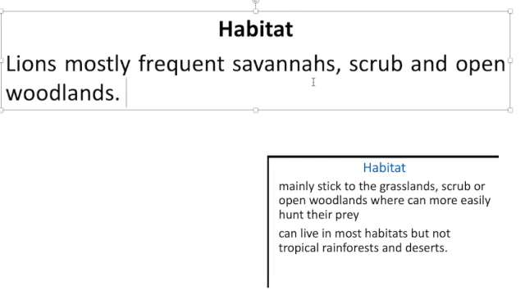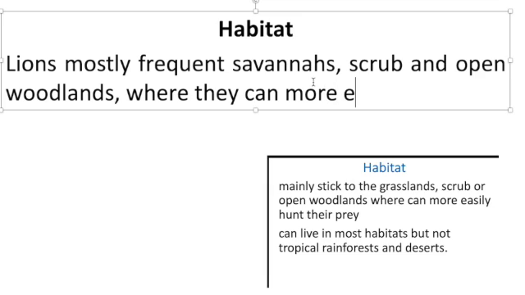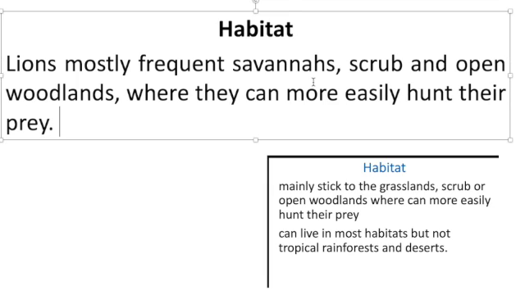And then it says where can more easily hunt their prey. So I'm going to actually not have a full stop there. I'm going to have a comma, excuse me, and I am going to put a relative clause. where they can more easily hunt their prey. Let's take a look at that sentence. Lions mostly frequent savannas, scrub and open woodlands where they can more easily hunt their prey.